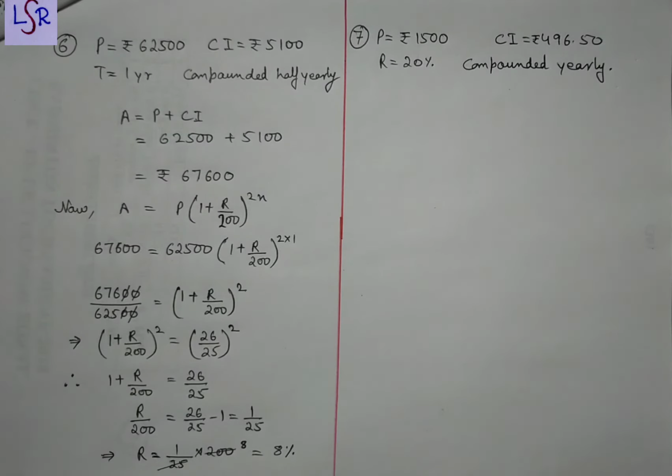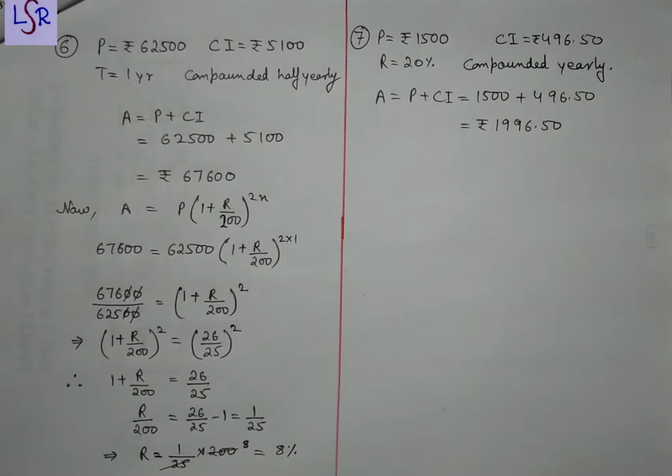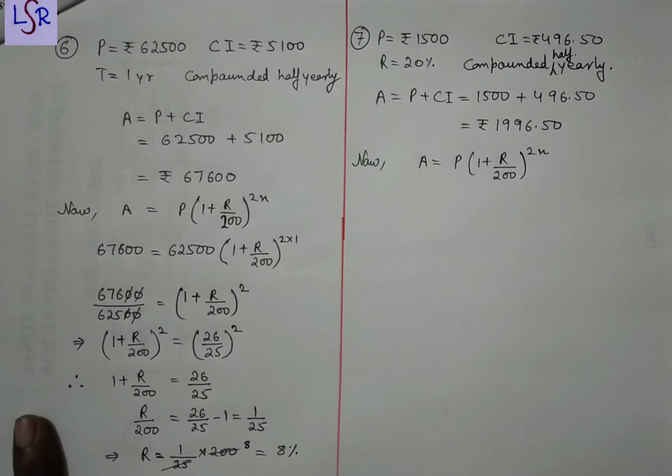Here in question number 7, in what time will rupees 1500 yield 496.50 as compound interest at 20% per year compounded half yearly? Here we have to find the time. Again, very first of all we will find the amount. By adding principal and CI we get 1996.50. Now we are going to use the formula of amount for half yearly. Then we place the values of amount, principal and rate, and on solving we have got this.